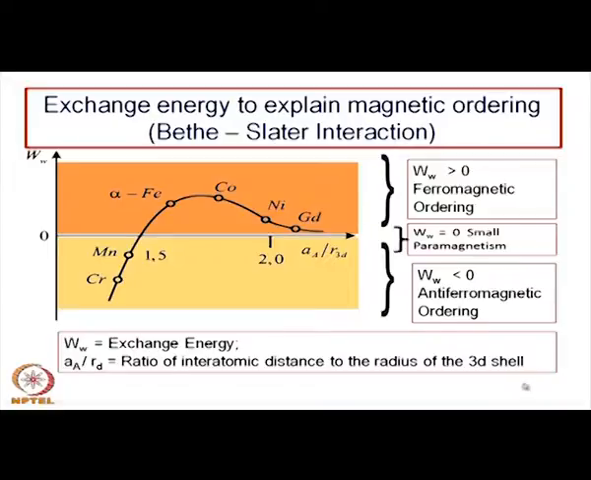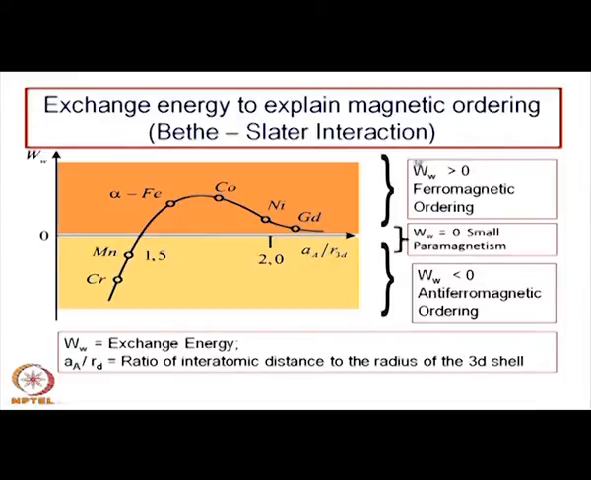the 3d cell. Obviously, the radius of the 3d cell depends on the number of electrons available in the cell, and their interaction with each other. So, if you plot that, you will find these three elements, alpha iron, cobalt and nickel, they have a very positive interaction energy or positive exchange energy.